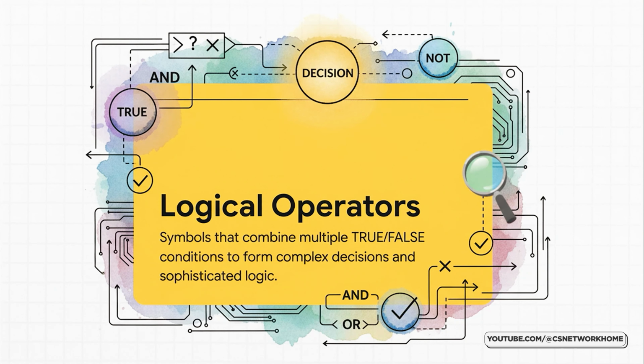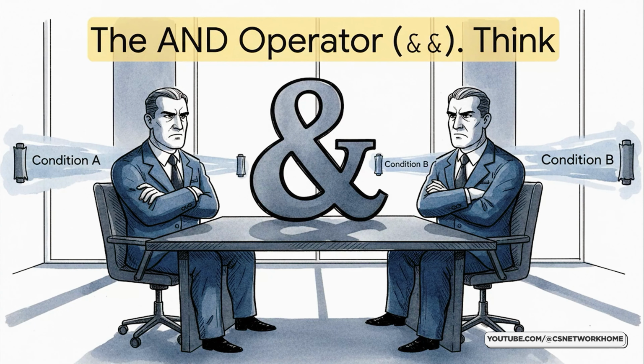Their whole purpose is to chain together multiple of those true/false questions so we can get to one single final decision. This is how you build complex rules for pretty much any program you can imagine. Let's kick things off with the first and honestly the strictest of the bunch, the AND operator. You'll usually see it written as 2 ampersands.